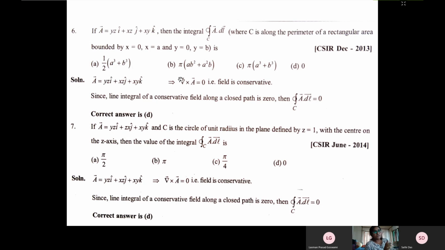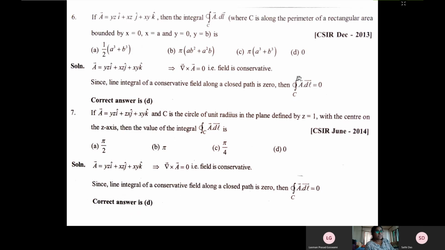If we find the curl of A, then we don't need to find the line integral of A dot dl. So calculate curl of A, and after calculating you get curl of A as 0. So this force is a conservative force. So curl of A is 0 means closed integral over C of A dot dl is 0. So the answer is option D. Okay.